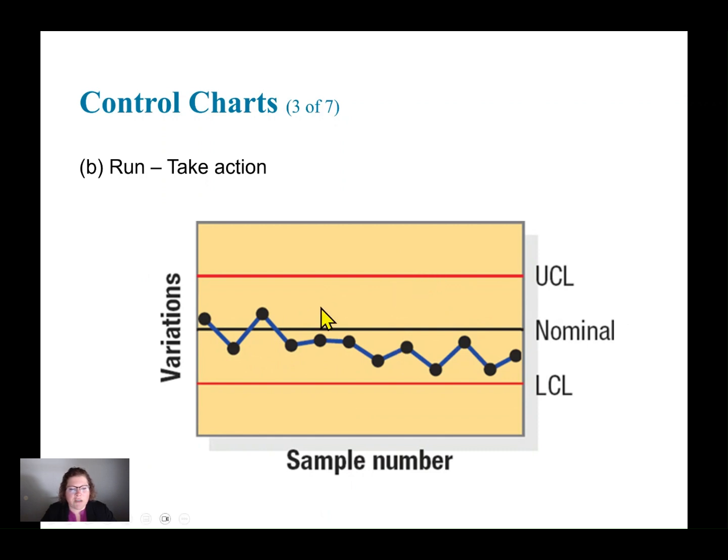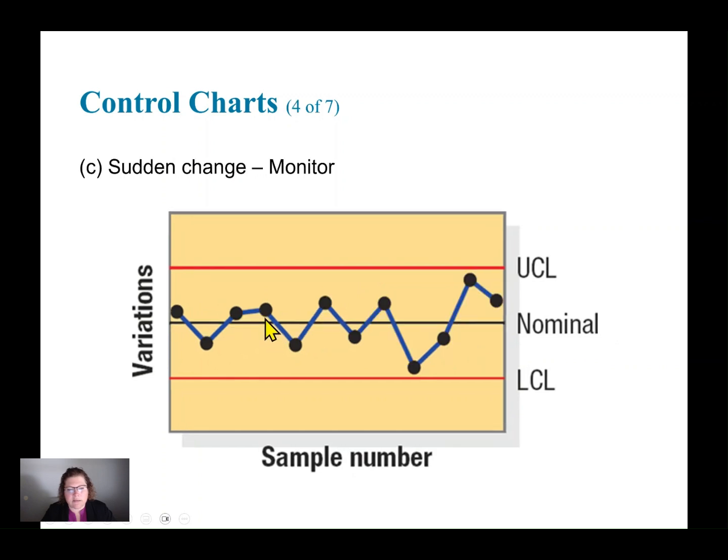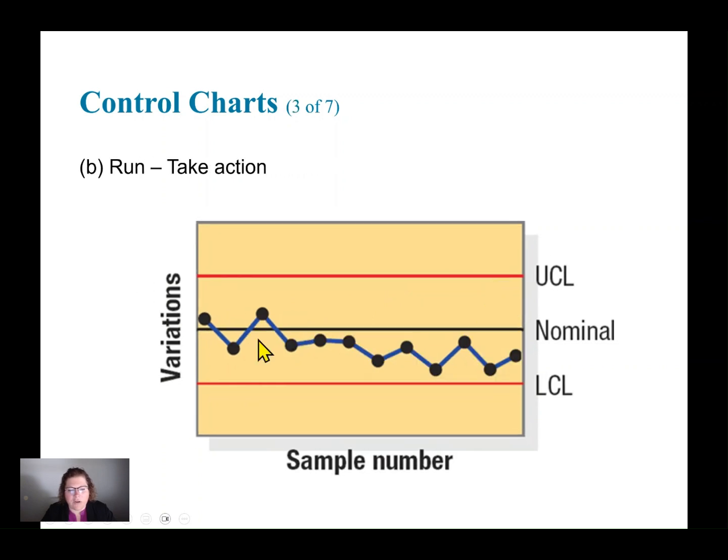This would be considered a run chart because even though we have variability, it's trending low. It's lower than our nominal line. And if we keep going, it's likely to go below our lower control limit, which would be a bad thing. So for any chart that looks like this, we would stop the process and try to determine the root cause of the problem, or what we would also call an assignable cause of variation.